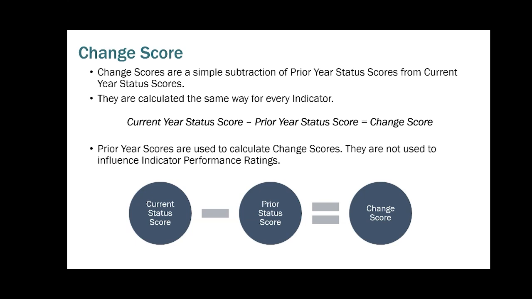Change scores are a simple subtraction of prior year status scores from current year status scores. They are calculated the same way for every indicator. Prior year scores are used to calculate the change scores. They are not used to influence indicator performance ratings.